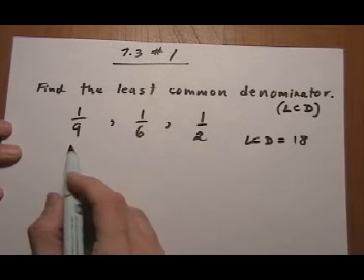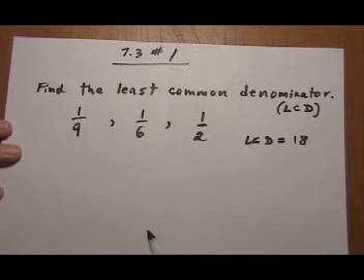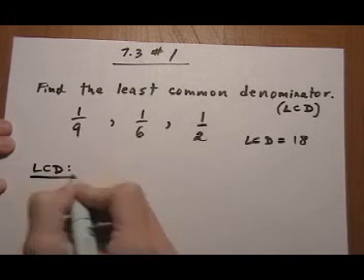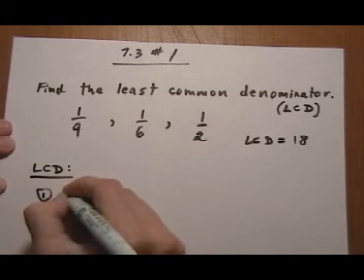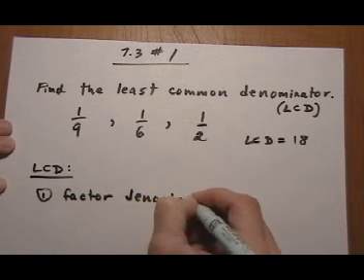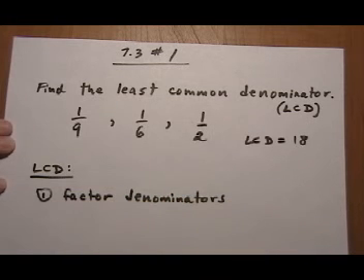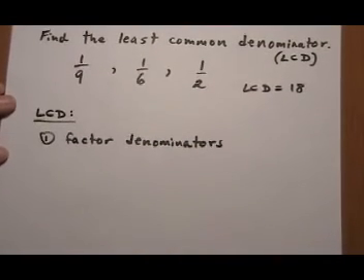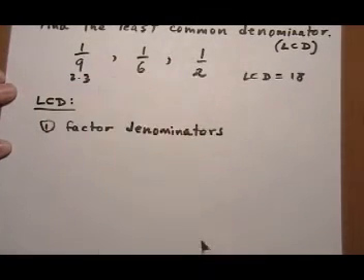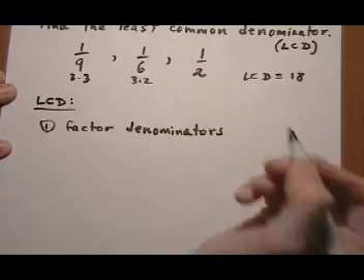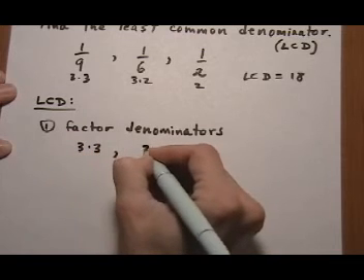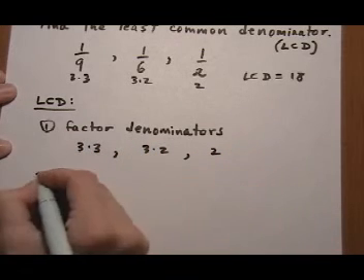I'm going to show you another way to do it that we're going to need to do when we have variables in there. So to find the LCD, you're going to use a couple of steps. First, you're going to factor the denominators. So for the problem we have here, 9 is 3 times 3, 6 is 3 times 2, and 2 is just 2. All right, so we'd have 3 times 3, 3 times 2, and 2.